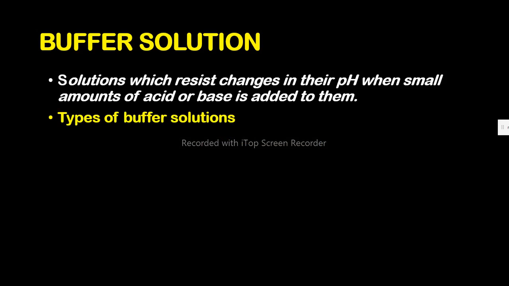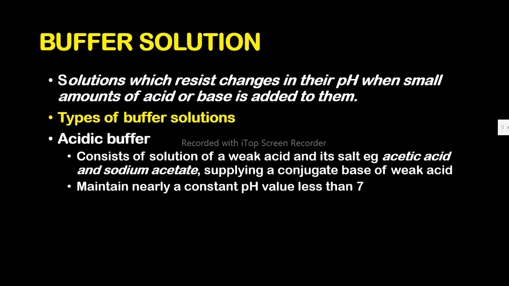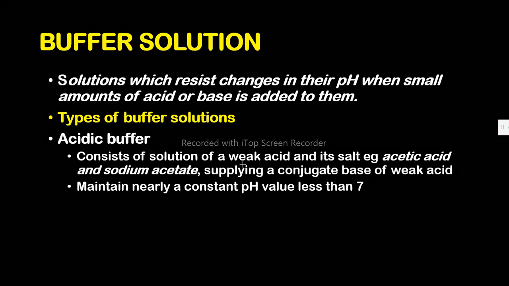And which types of buffer solutions do we have? We have two types. The first one is the acidic buffer. This acidic buffer consists of a solution of a weak acid and its conjugate salt, or its salt that is formed between a strong alkaline solution and that weak acid.